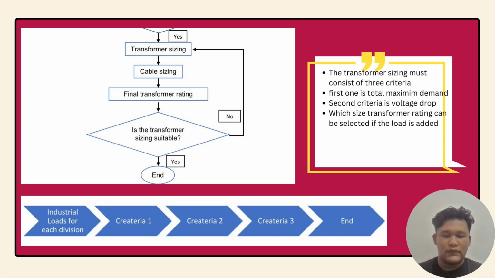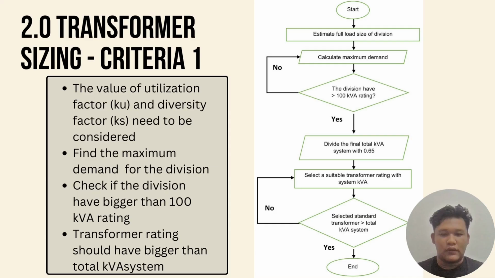transformer sizing, which first has the industrial load for each division, and then we should check for criteria 1. After that, we should check for criteria 2, and then next criteria 3 and so on.